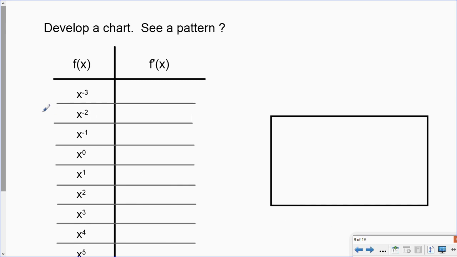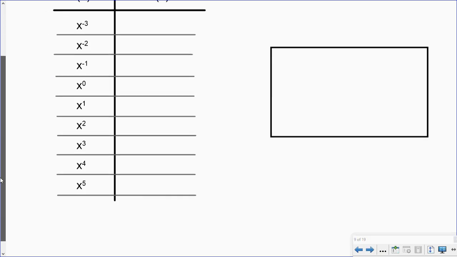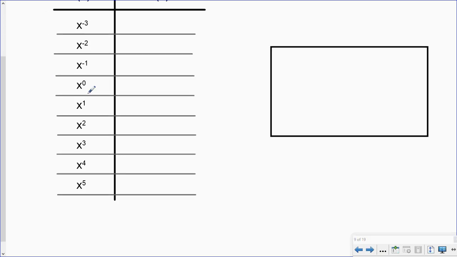All right, let's see what we've got. Do we see a pattern? Well, let me write down a couple of things that we did here. The first one was x to the power 1, and I had a derivative of 1. When I had my function x squared, I had a derivative of 2x. When I had x to the power 3, I had 3x squared. And my derivative of x to the power 4 was 4x to the power 3.